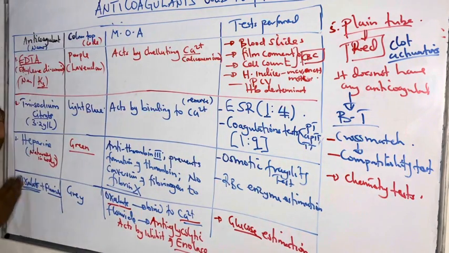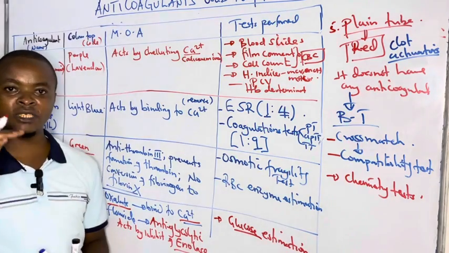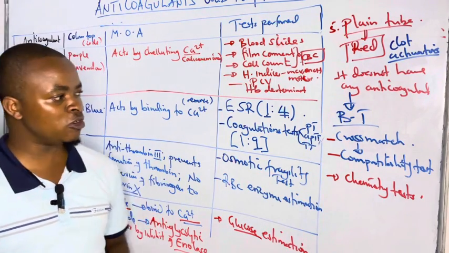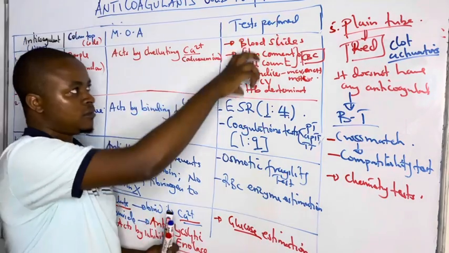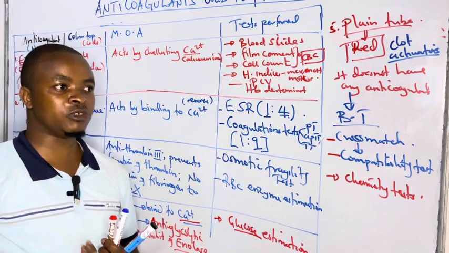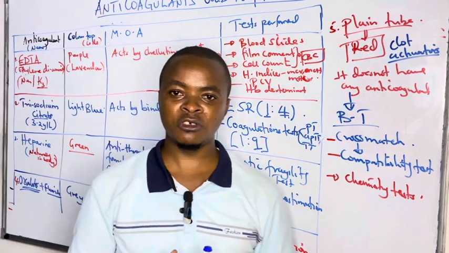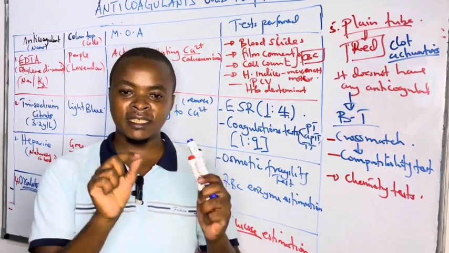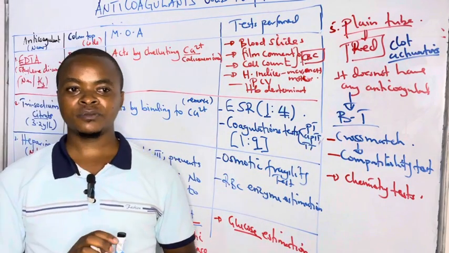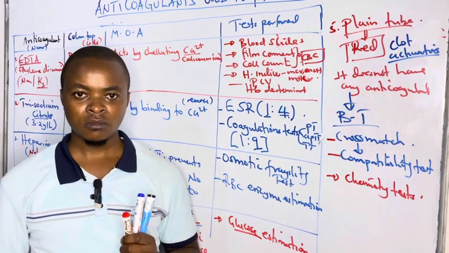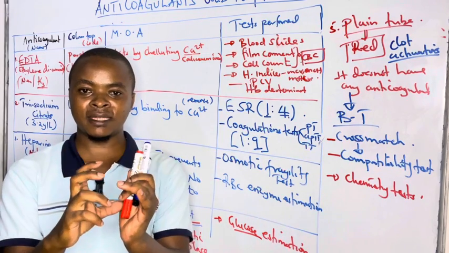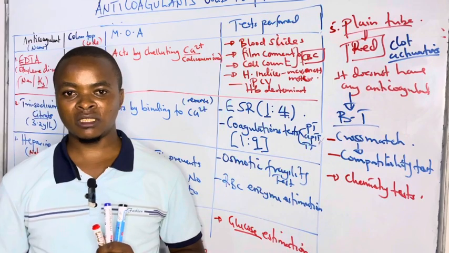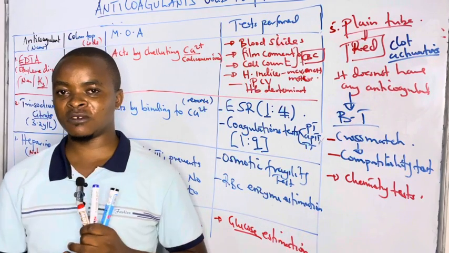So these are the major 4 anticoagulants that we use in the laboratory to preserve our blood. After we have known the different anticoagulants, the color codes, the mechanism of action, and the tests performed under each, now what we need to know is the qualities of a good anticoagulant. How can you say that this is a good anticoagulant? Number 1, a good anticoagulant should be able to preserve the morphology of cells. The morphology of cells should remain the same, meaning it should not cause shrinkage of cells.